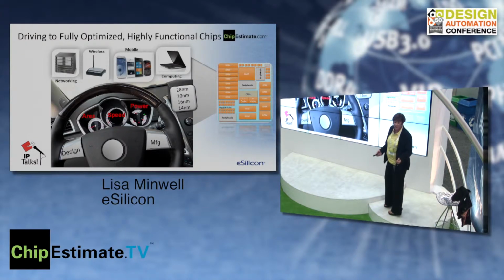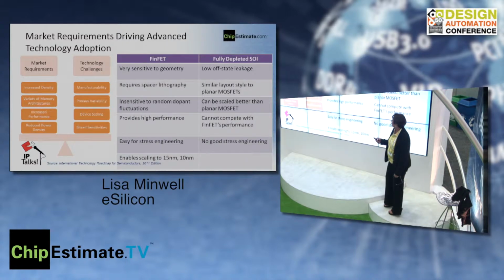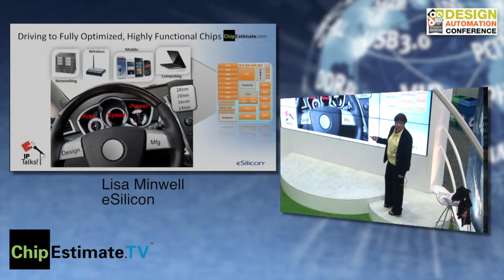So let's say you're in the driver's seat. How many of you are in marketing in the audience? Anybody? So somebody's giving you a specification, right? And they're telling you, you have to build your product and it has to be better. This generation has to be better than the last generation, right? And so it doesn't matter if you're in networking or mobile or computing, whatever, your product has to be better this time.